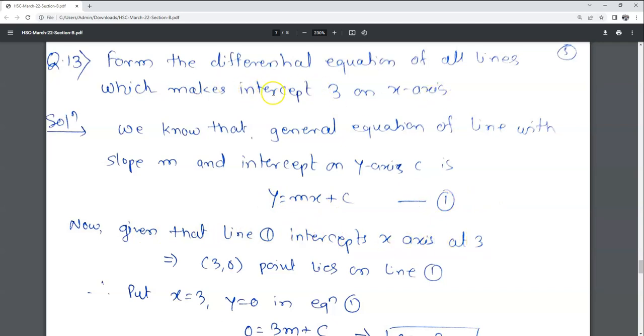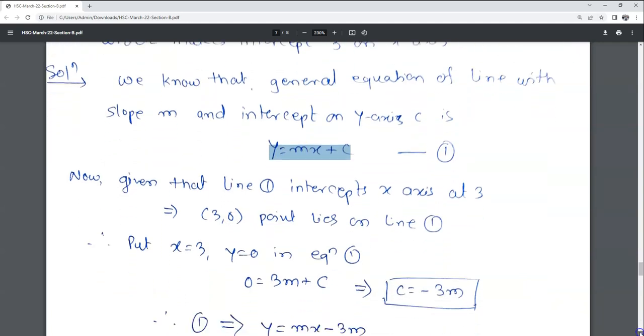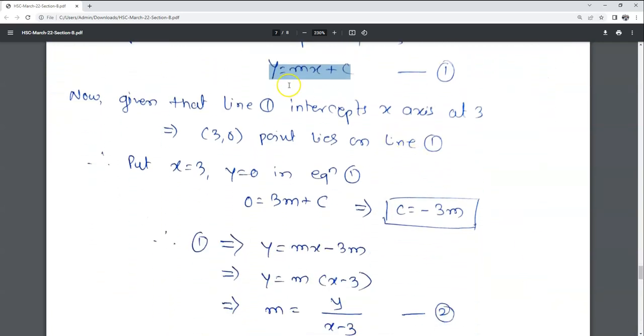Now given that the line intercepts the x-axis at 3, the point 3, 0 will lie on this line. So what value of x do we put now? 3, and y is 0. So when we put x equal to 3 and y equal to 0 in equation 1, it gives us 0 is equal to 3m plus c. Correct. So c is equal to what? Minus 3m. This is the value of c. Now put this value of c in the equation we assumed. So y is equal to mx minus 3m.